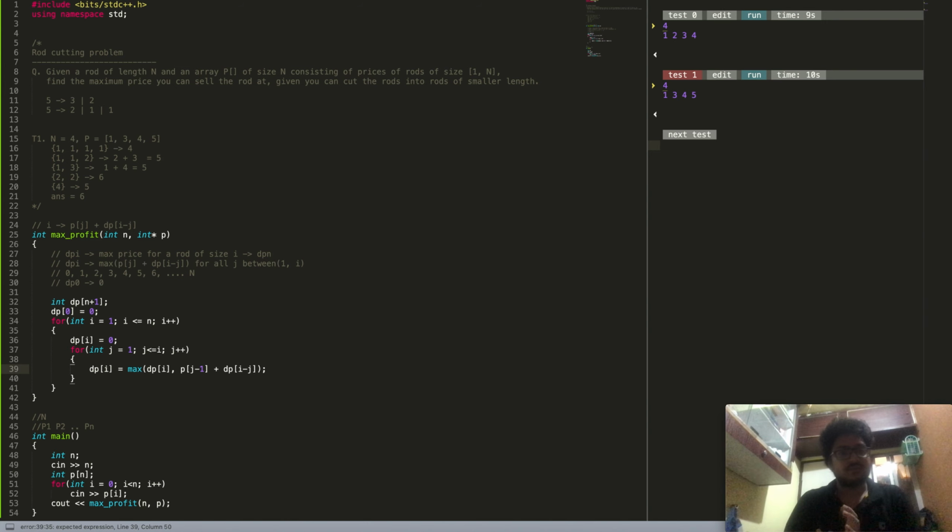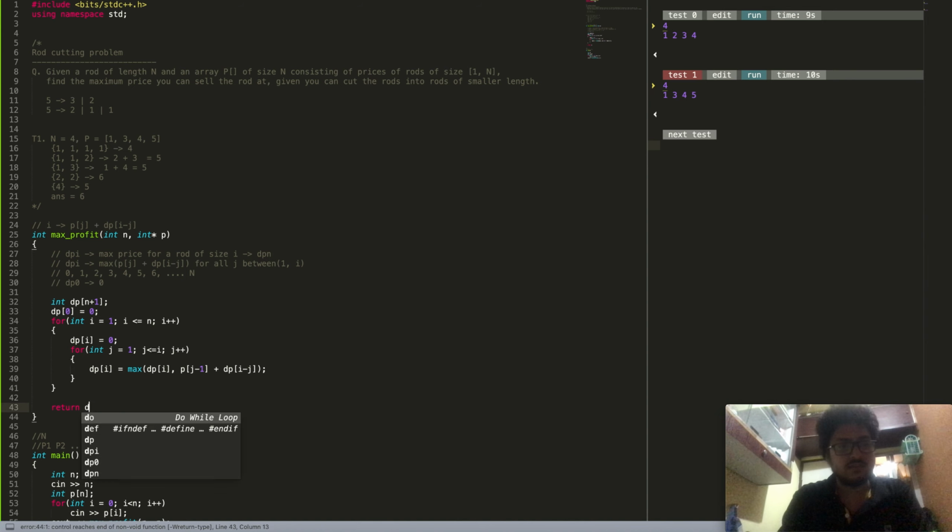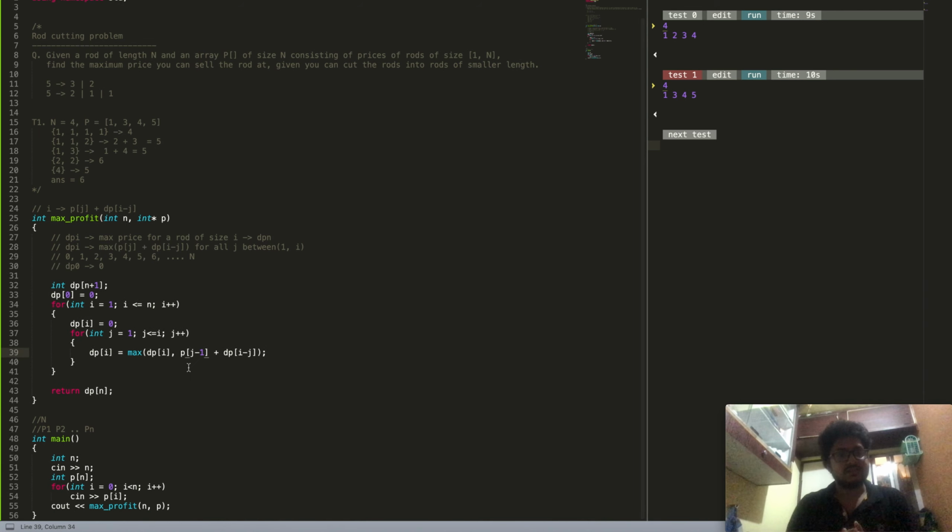This represents our recurrence relation, and this is how we solve the states of the dp in this case. In the end, all we need to do is return the value of dp of n, from the definition of the states. So this is the complete code for this problem, and let's see if this works or not.